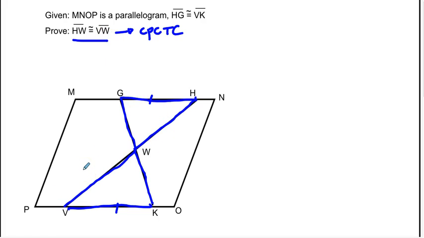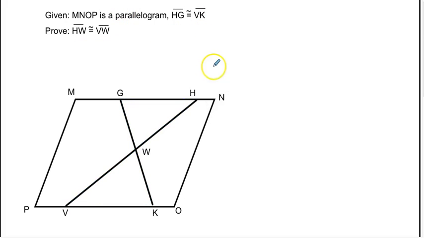So let's talk about how to do this, okay? Let me clear this ink first. So our given is this. We know HG is congruent to VK. That's the first given. Second, once again, we see our vertical angles, so we're going to mark our vertical angles. And we need one more piece of information, and I'll show you how to do it. We're actually going to use alternate interior angles.